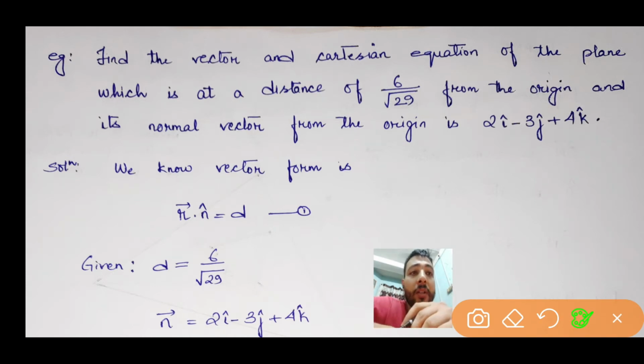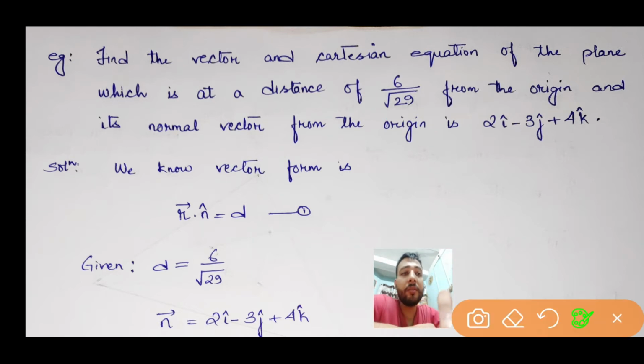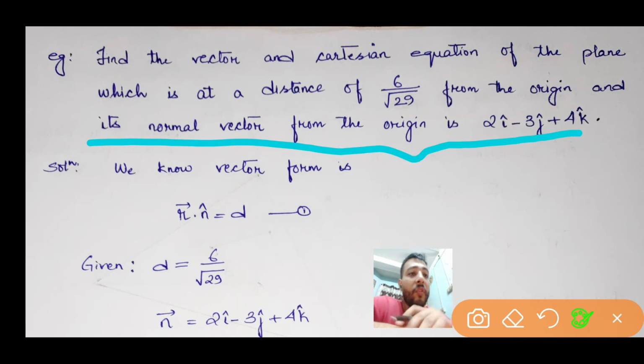Now you can see I've written a question. Find the vector and Cartesian equation of the plane which is at a distance d, already given to you, from the origin. Without reading this, don't say that it is d, because it is from the origin. And its normal vector from the origin is this. So normal vector means n vector is given, right?